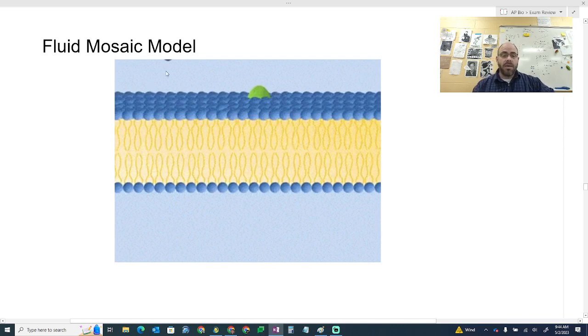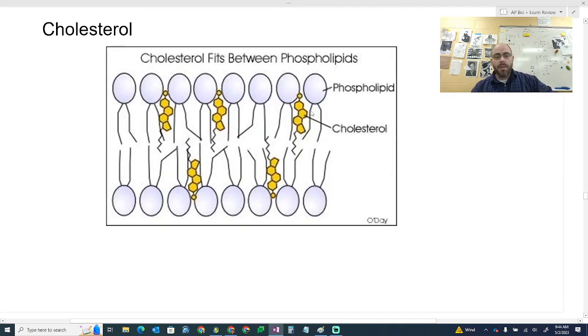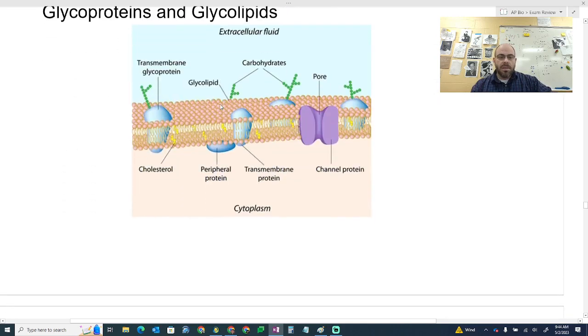It's fluid, but it's a mosaic. And the fluid mosaic model is oftentimes used as a word to describe the composition of the cell membrane. One of the other things that the cell membrane is composed of is cholesterol. Cholesterol is a steroid, so it's a lipid, and it has a couple of functions. Cell membrane flexibility and fluidity is one of the main functions of that. Cholesterol can also serve as an antifreeze for certain kinds of organisms that need that, particularly plants. And so cholesterol is also found in cell membranes.